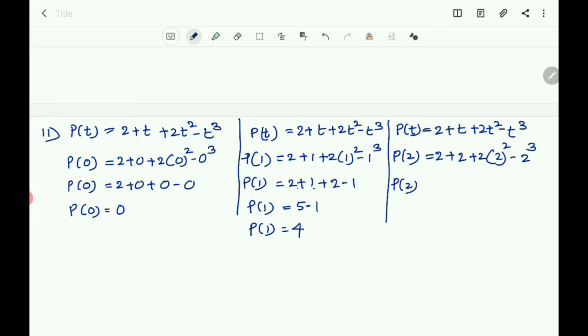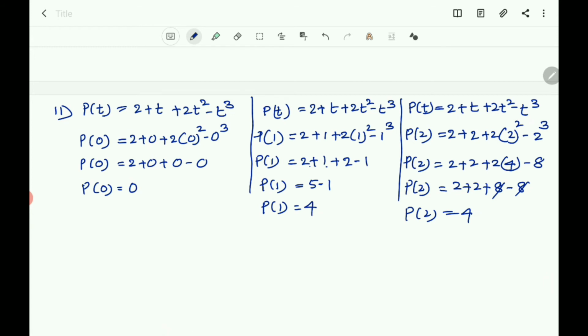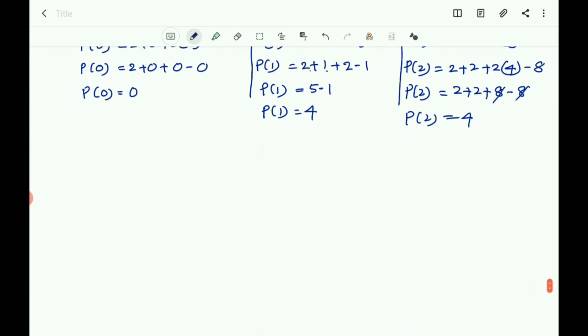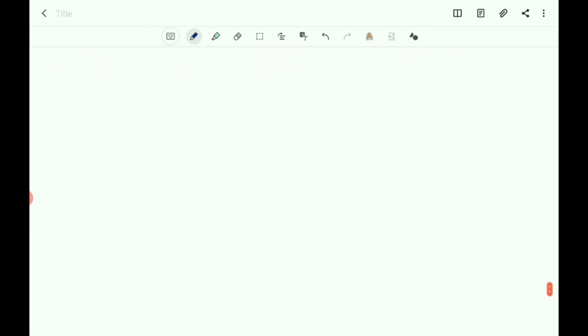Then P of 2 is equal to 2 plus 2 plus, you know that 2 into 2 square is 4, minus 2 cube is 2 into 2 into 2, that is 8. Then P of 2 is equal to 2 plus 8 minus 8, and 8 minus 8 cancels. What is remaining? 2 plus 2 is equal to 4. In this way, for the second polynomial you got P of 0, P of 1, P of 2. Next you take the third one.